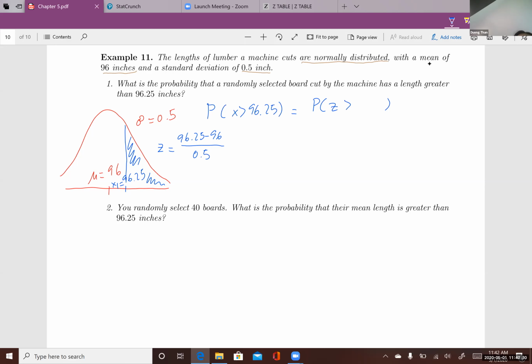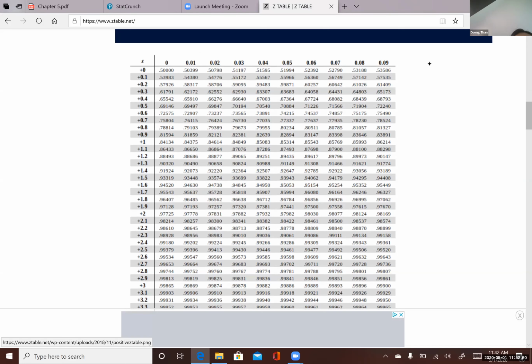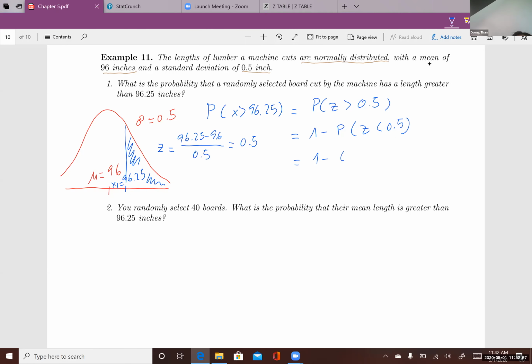You get 0.5 as the z value. So z greater than 0.5 is the same as 1 minus P of z less than 0.5. And then you can use a z-table to find the probability for z equals 0.5, which is going to be 0.69146. And then you can do these calculations.